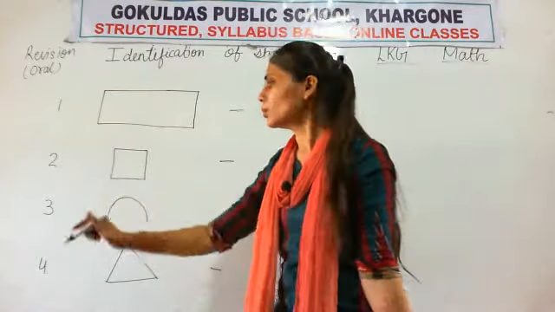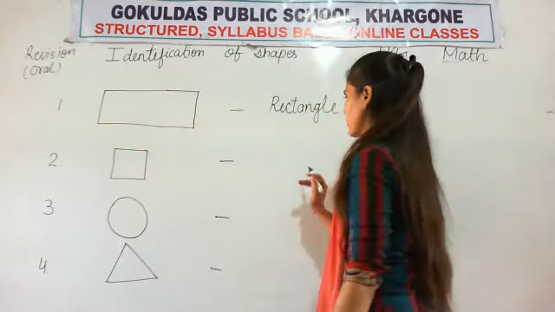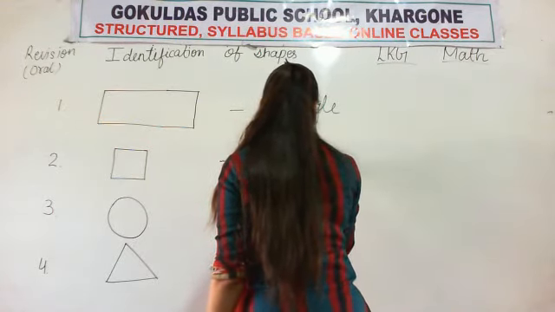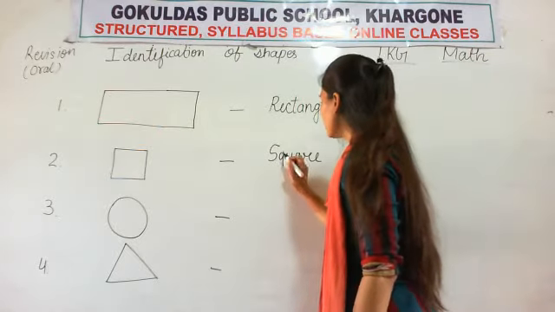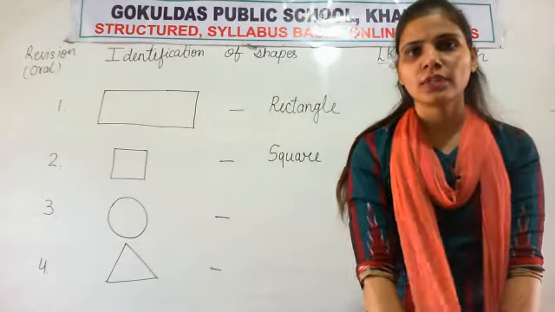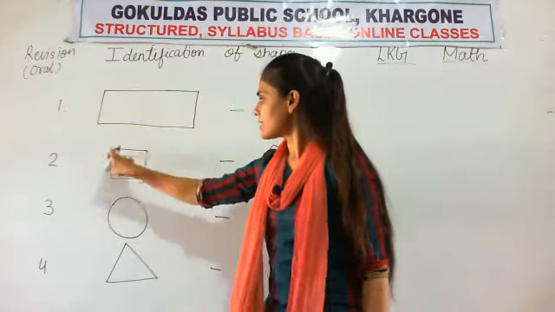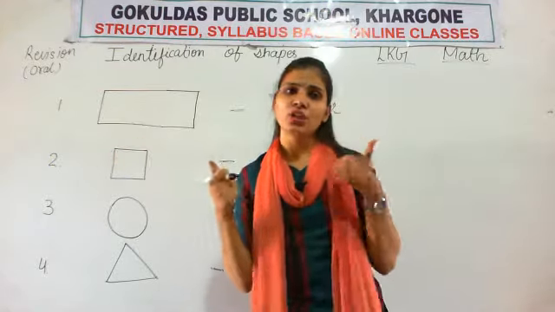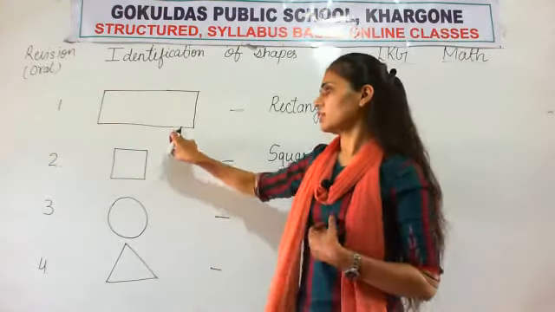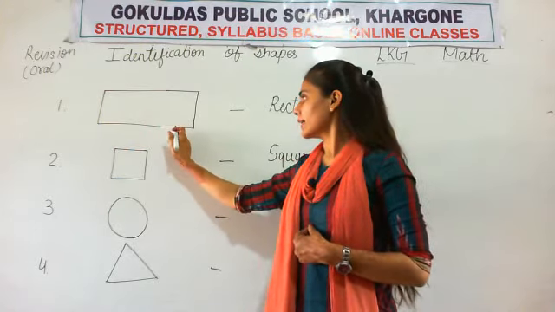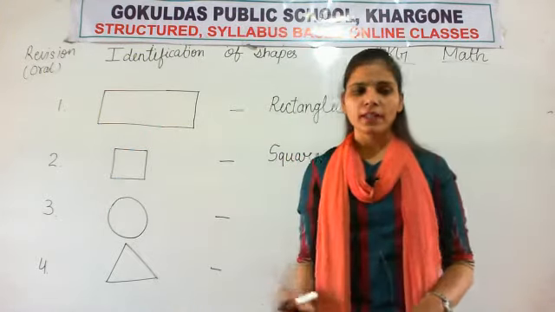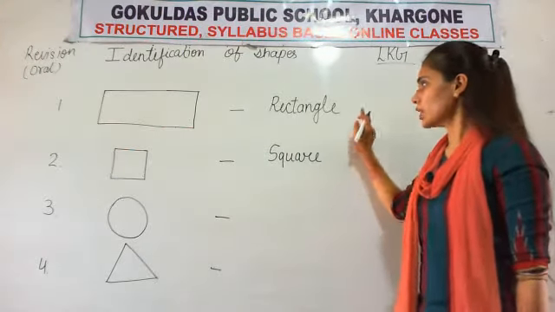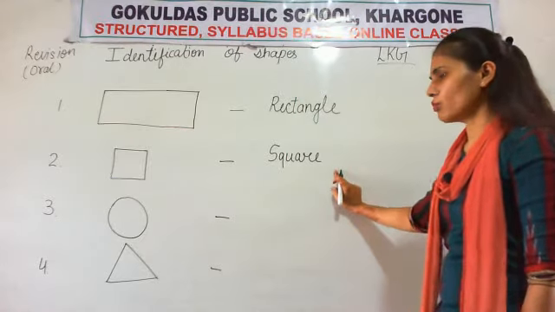On number 2, what is this? So, on number 2, this is square. Okay, you see square? All sides are equal, and in rectangle, all sides are not equal. Okay, difference between both rectangle and square. So on number 1 rectangle is here, on number 2 square is here.